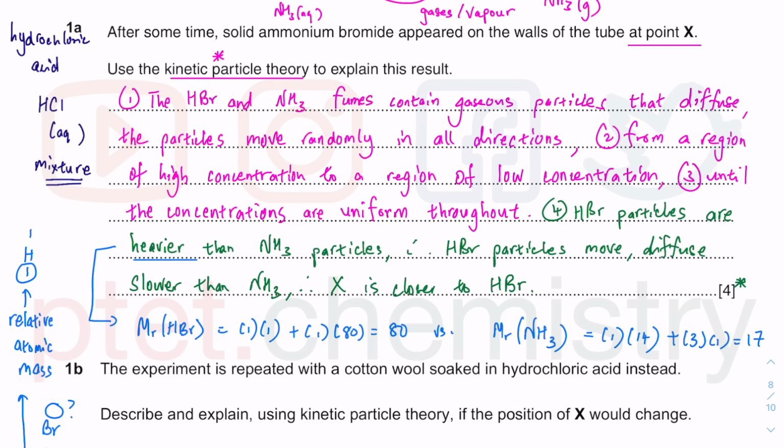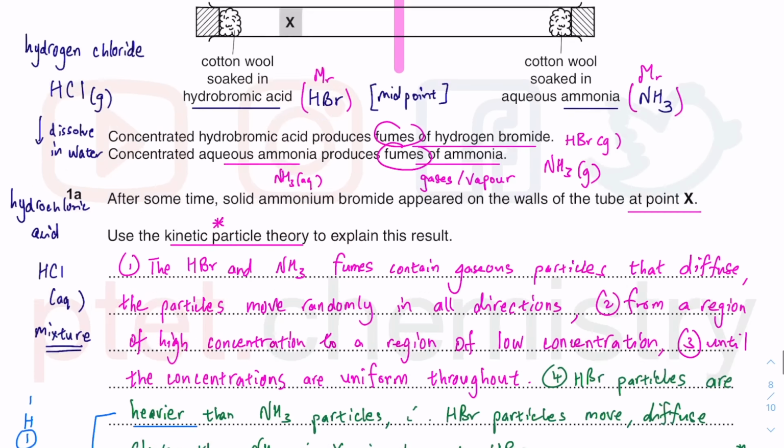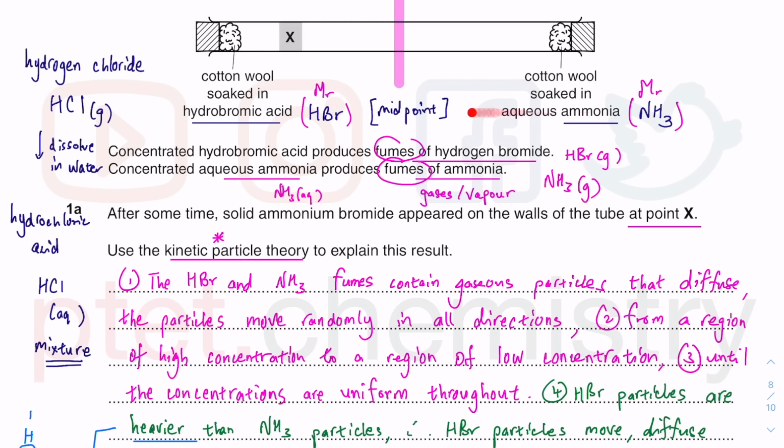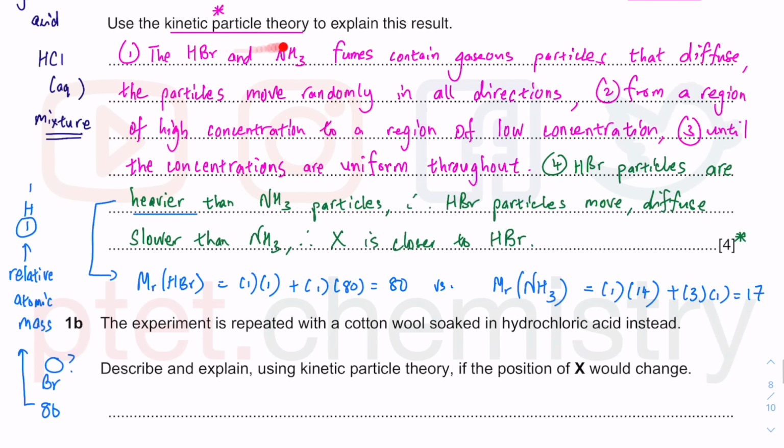By showing this working, I made my point that HBr is heavier than NH3, and therefore HBr particles will diffuse slower. Since this is diffusing faster and this is diffusing slower, the meeting point is going to be much closer to the heavier end, which is hydrobromic acid, the HBr there. So there's kinetic particle theory, talking about the particles, okay?